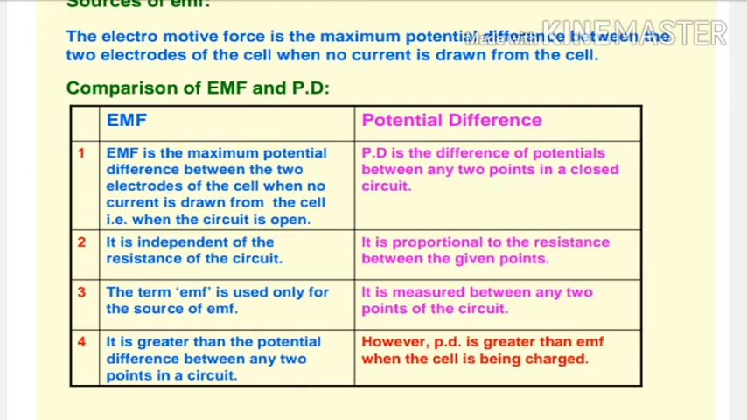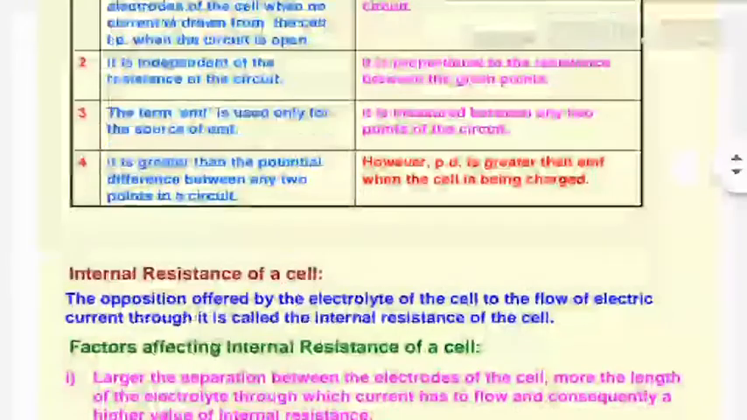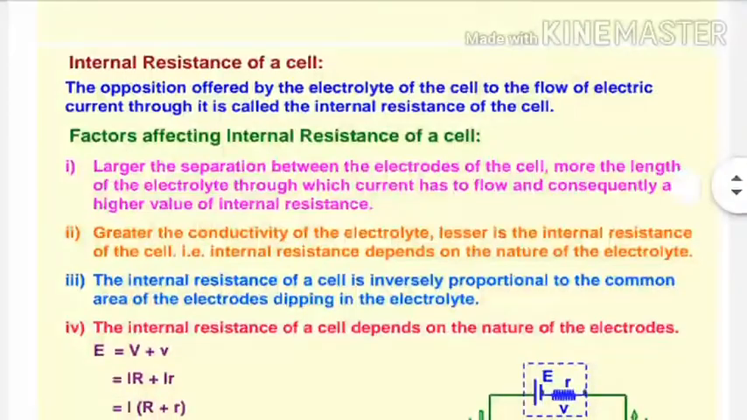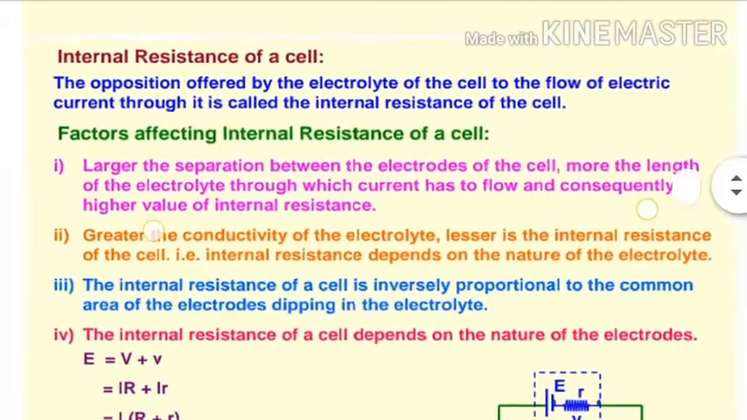Now the fourth comparison is that EMF is greater than the potential difference between any 2 points in a circuit. However, potential difference is greater than EMF when the cell is being charged. These are the basic comparisons between the EMF of a cell and potential difference.